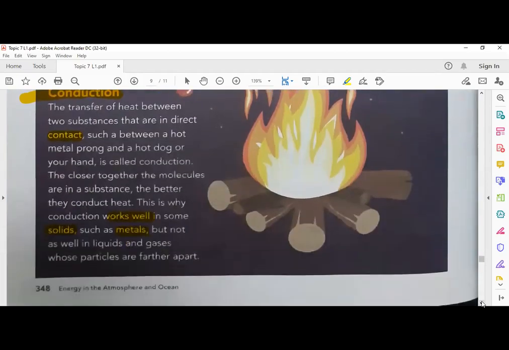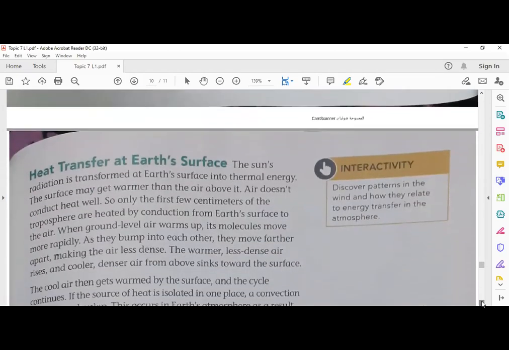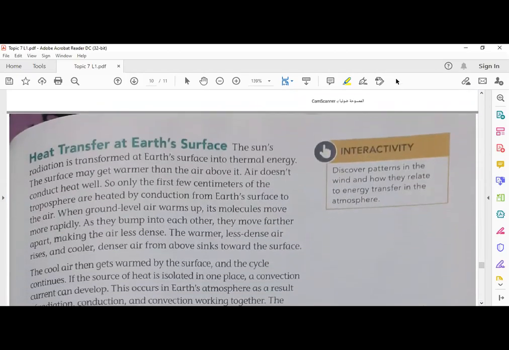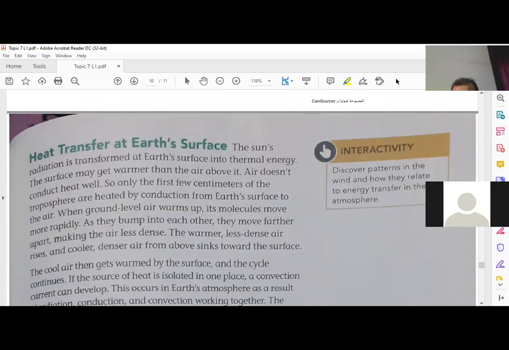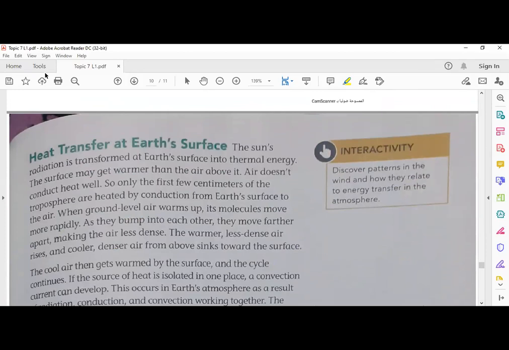Okay, can I ask a question? Yes, you can. If there's a metal in a liquid and the liquid is hot, is this convection or conduction? You mean, suppose that we have, for example, a pot of water like this, and inside it a piece of steel, and it is surrounded by water.